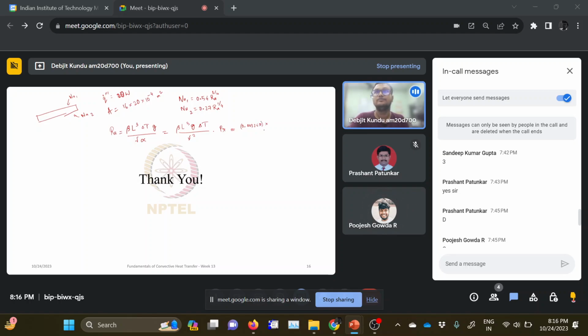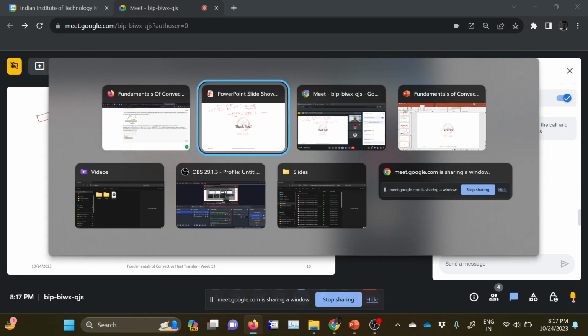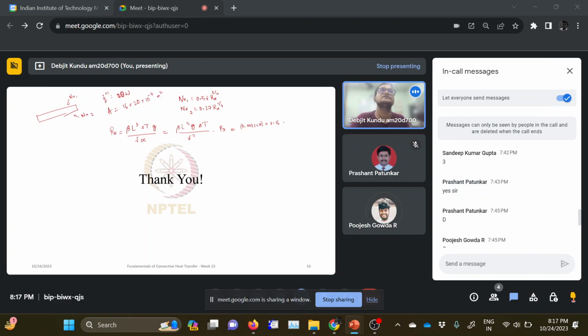Yes, sir. Multiplied by L cubed. Now, what is L? L was given as 16 centimeter, so 0.16 cubed, into g is 9.81, into delta T. Delta T is 50 minus 20, so 30. What is the value of nu? 1.655 into 10 to the power of minus 5, sir. So this whole thing squared into Prandtl number. What is Prandtl number? 0.7268, sir.